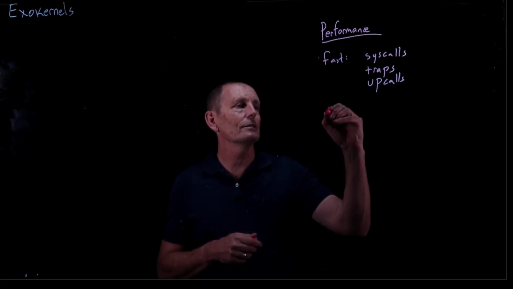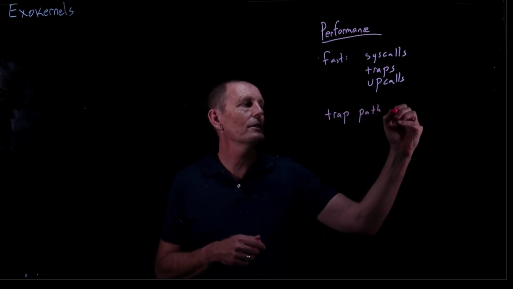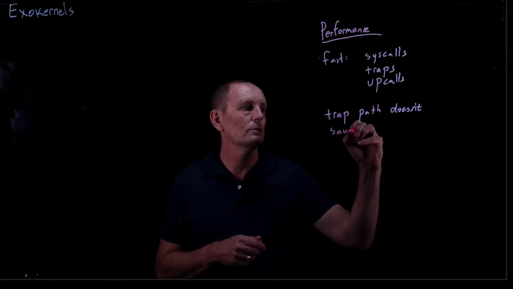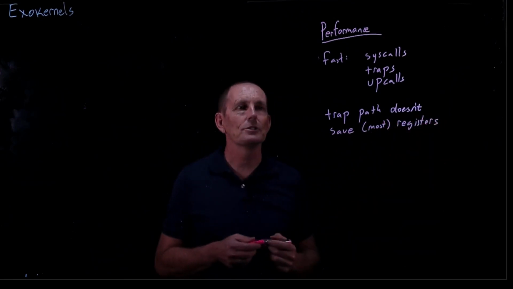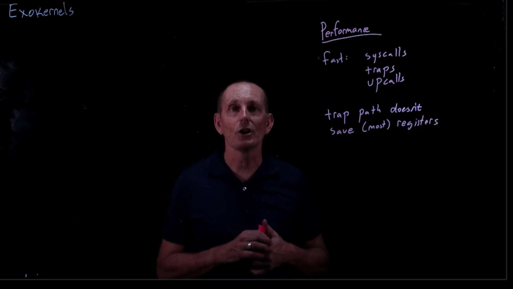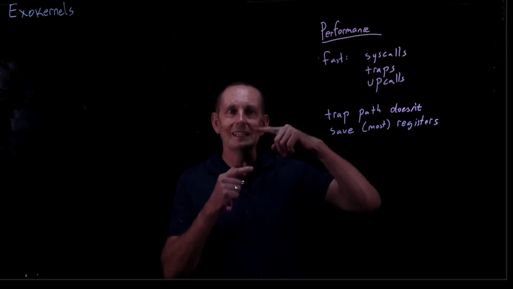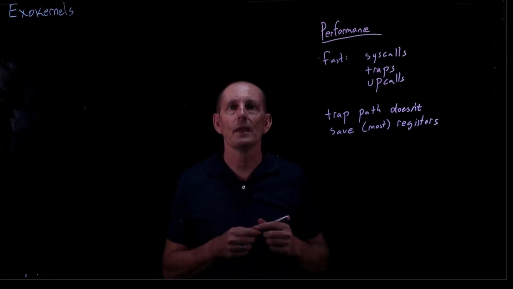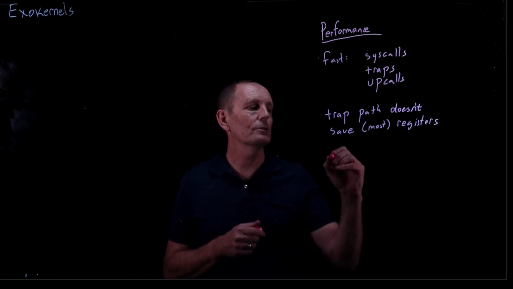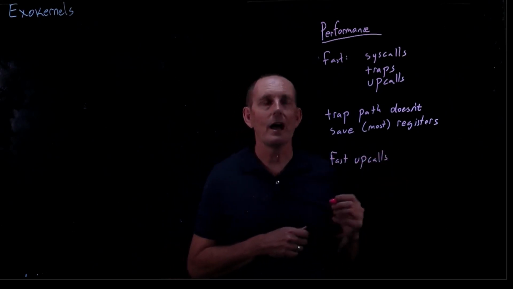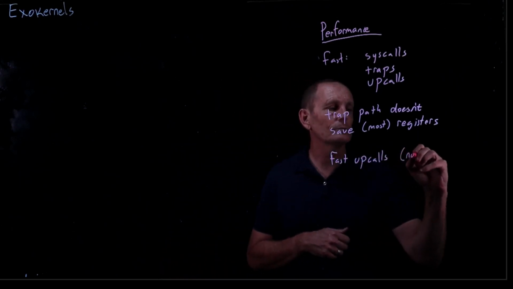One other example is the trap path doesn't bother saving registers. At least most registers, right? That trap path, that is the code that's being handled in a trap, it may need to use some registers, so it'll save those. We have fast up calls. So we have no need to restore registers.